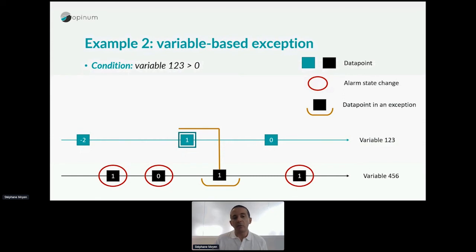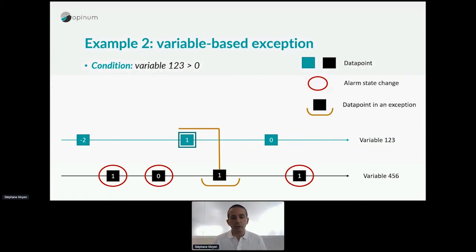since we put a condition that the variable here should be higher than 0 to have the exception, we do not evaluate the change of state here for the monitored variable. The next one is going to be here at the end of the timeline, when the variable that is used as a condition goes back to 0 or below.